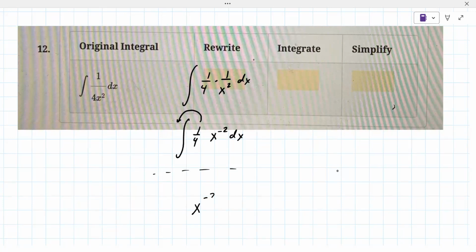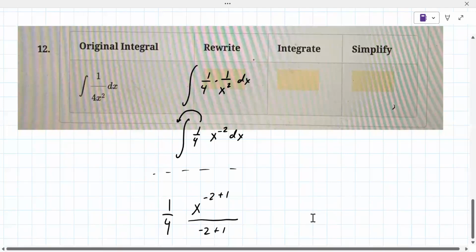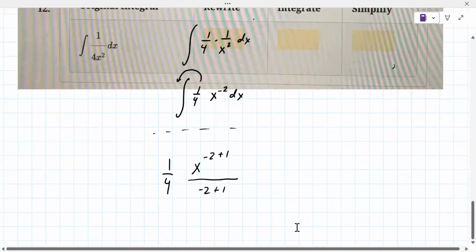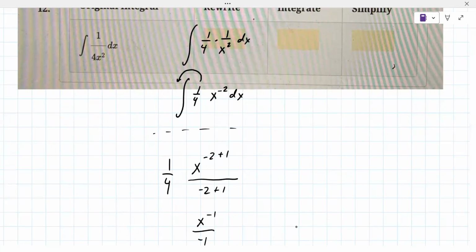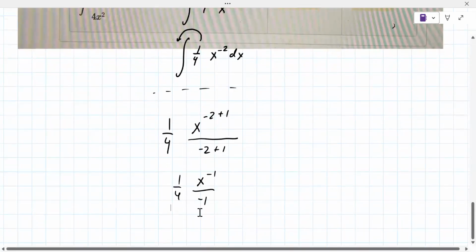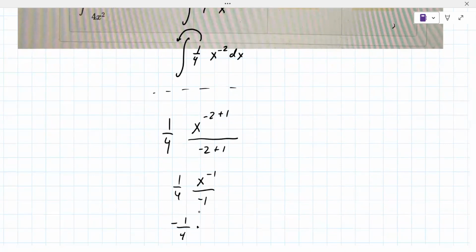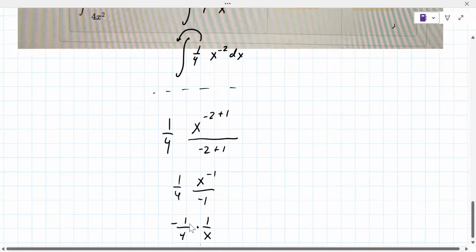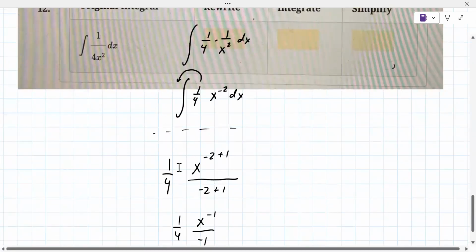So you're going to add 1 to the exponent, divide by the new exponent. And like you said, that 1/4 is just coming along for the ride. This becomes x to the -1 over -1, times 1/4. So you combine the 1/4 and the -1 to become -1/4, and then it's 1 over x. So to make it pretty, and there actually are functions called make pretty in the math world, it becomes -1 over 4x like that.